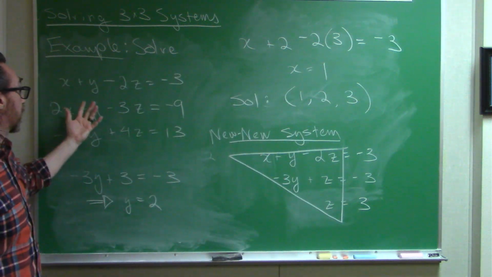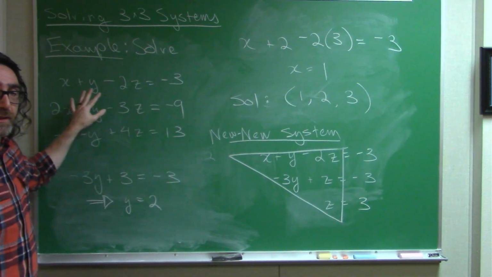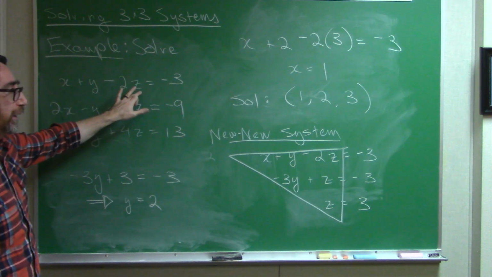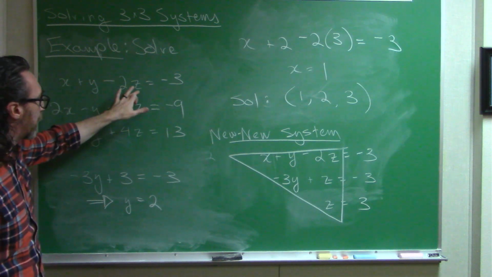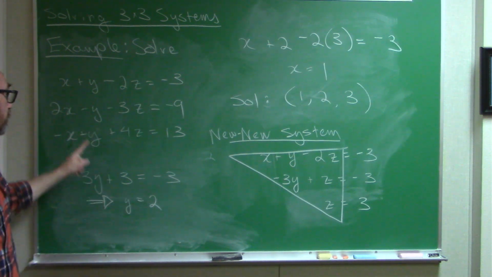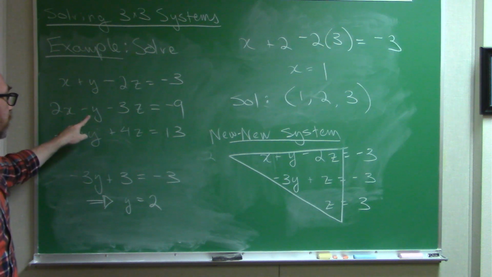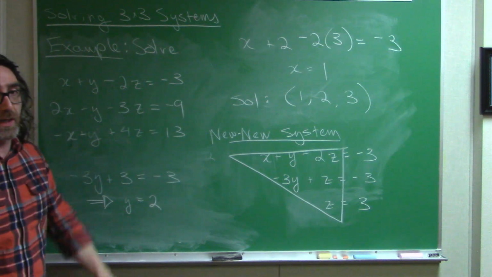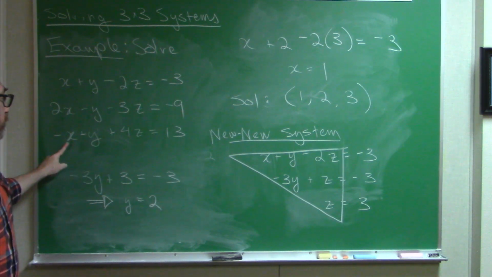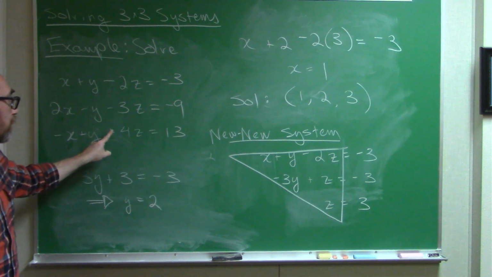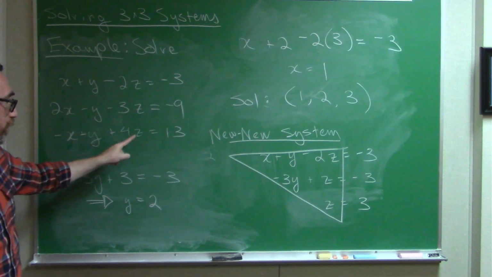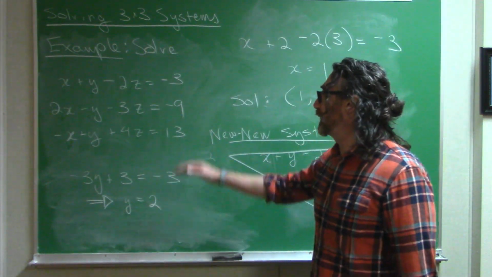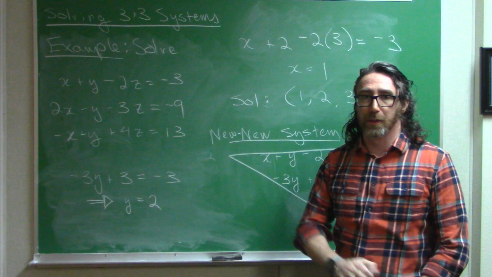And remember, we can always check. Plug those values into these equations, see if they work. 1 plus 2 minus 6. 1 plus 2 is 3, minus 6 is, in fact, negative 3. 2 minus 2 is 0. Negative 3 times 3 is negative 9. Negative 1 plus 2 is 1, plus 4 times 3 is 12. 1 plus 12 is 13. So those three values for x, y, and z work in all of the equations simultaneously.